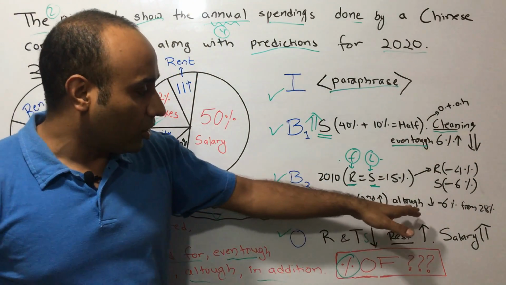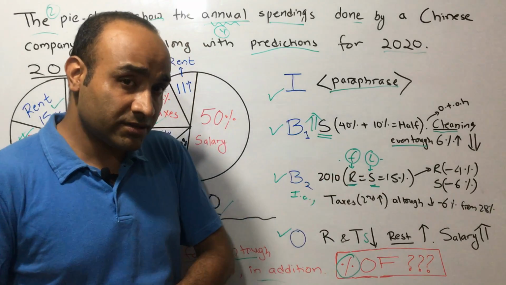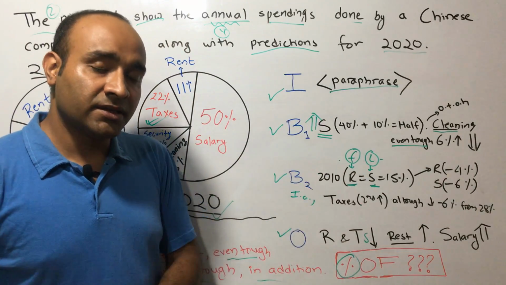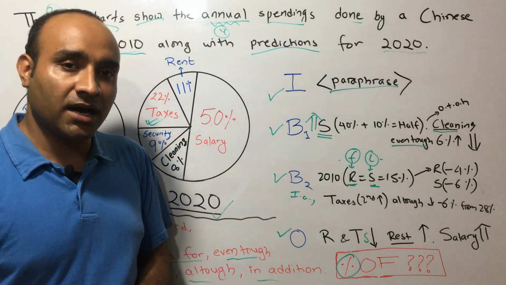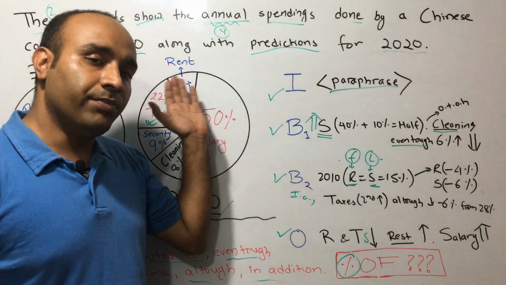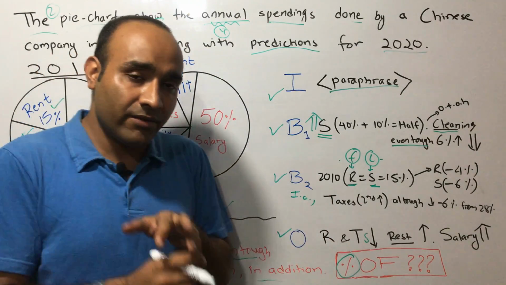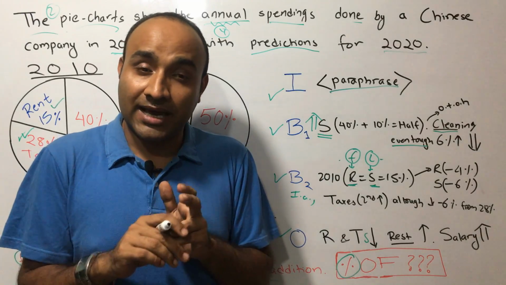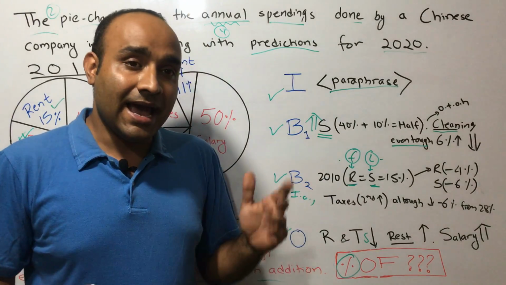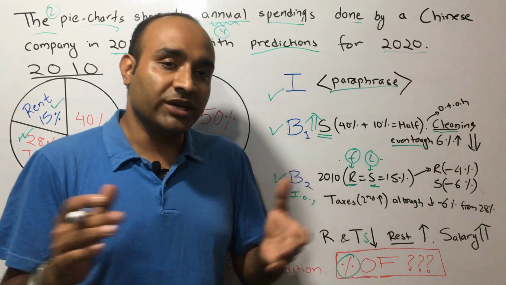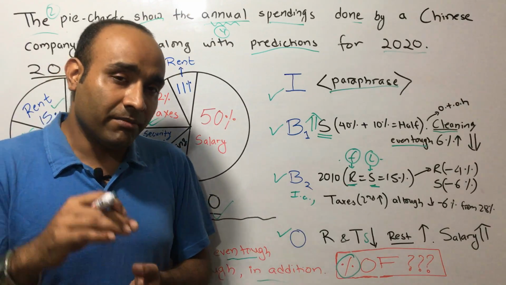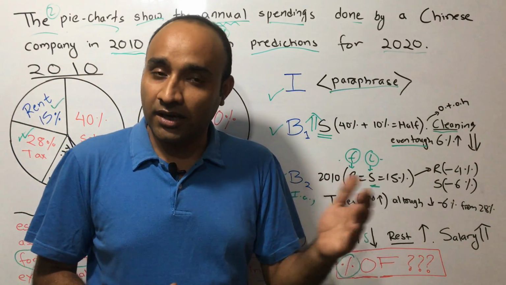So I'm going to say, although a drop has been noticed, it is still expected to remain the second highest expenditure in both the years. So that way I'm going to give them a strong comparison. I'm also making sure that I'm reporting main features, and at the same time I'm not doing mechanical writing. Remember, I spoke about mechanical writing in the last video.